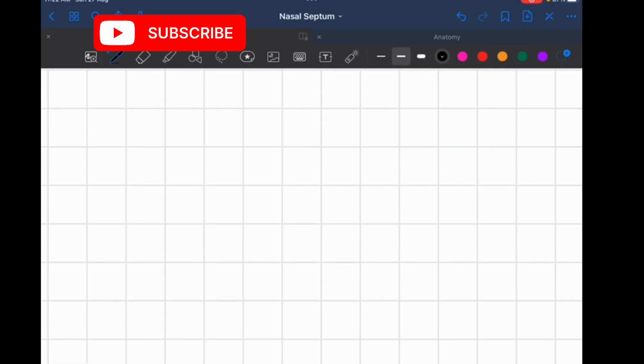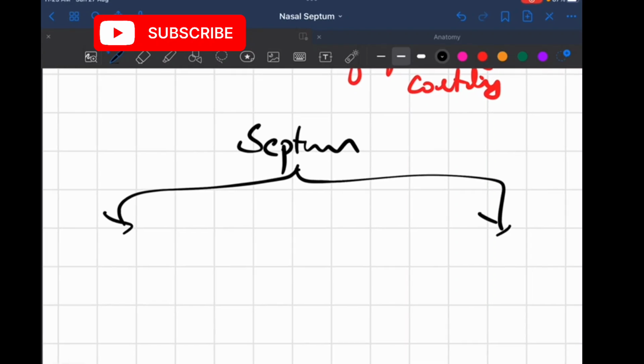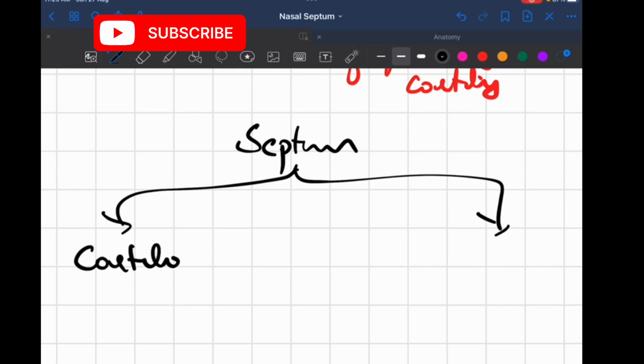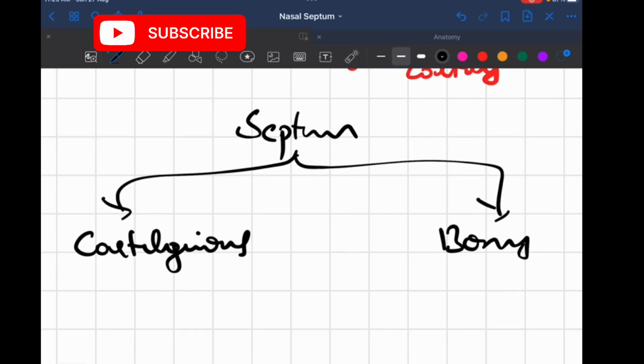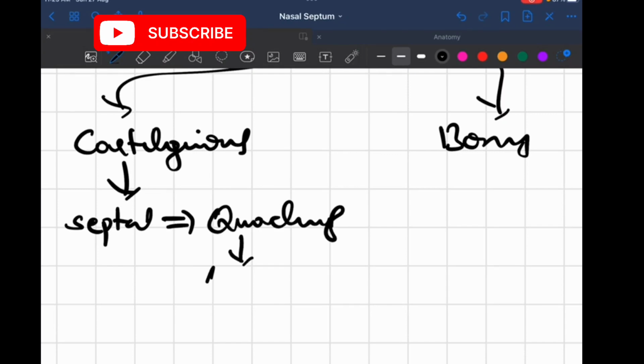Next, septum proper. Septum proper is composed of two parts, cartilaginous and bony part. The cartilaginous part is made up of septal cartilage, whose shape is quadrangular, so it is known as quadrangular cartilage.